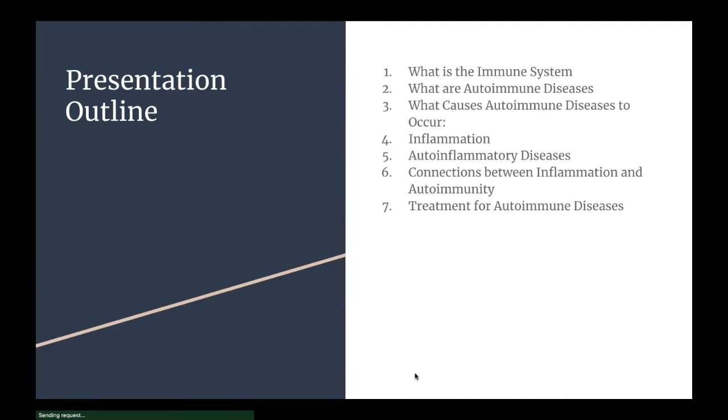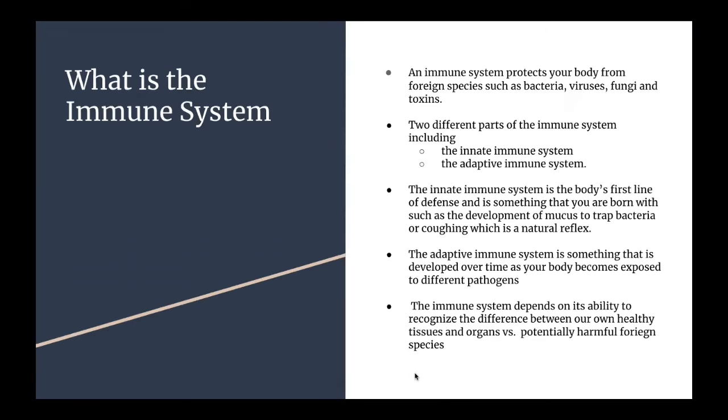What is the immune system? Before we begin, we first want to discuss how the immune system works. An immune system protects your body from foreign species such as bacteria, virus, fungi, and toxins. There are two different parts to the immune system, including the innate and adaptive immune system.